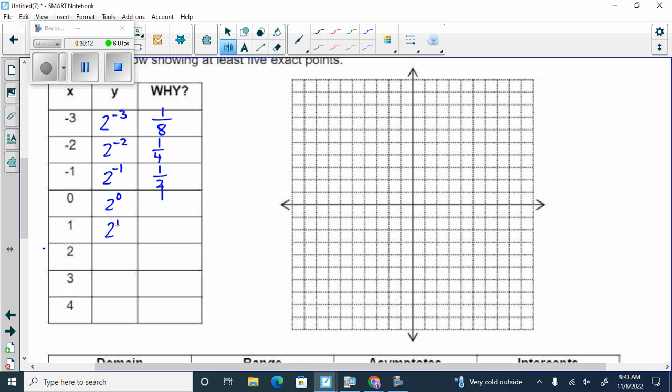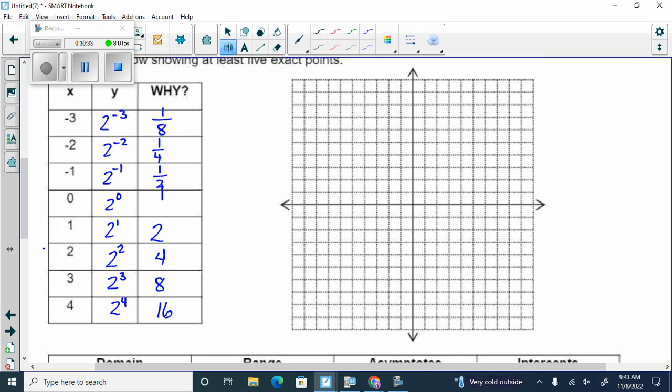2 to the 1 is 2. 2 to the 2 is 4. 2 to the 3, 8. And 2 to the 4, 16. So this graph is actually doubling, right? Its R value is a 2. So it's doubling. So it's increasing. We agree? So let's sketch some coordinates.